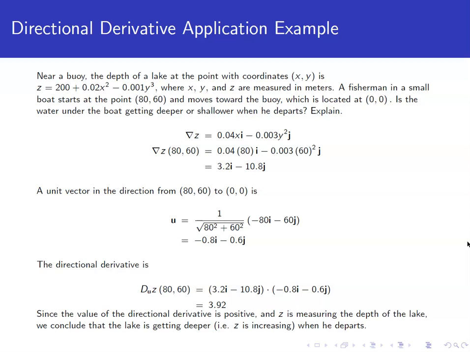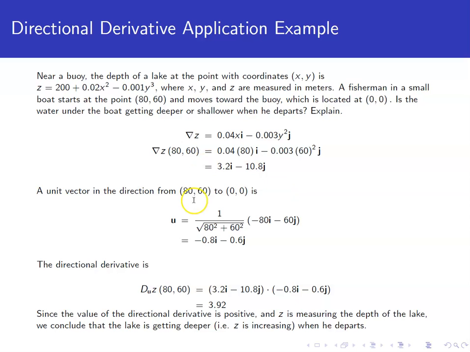We're being asked if the water under the boat is getting deeper or shallower, and to explain. So we're really trying to figure out the directional derivative from the point that he's starting at, (80, 60), in the direction of the origin, (0, 0). For directional derivatives, again, we can calculate them by doing the gradient dotted with a unit vector in the indicated direction. First we'll find the gradient vector, which is 0.04x times i minus 0.003 times y squared times j. Plugging in the point (80, 60), we get 3.2i minus 10.8j. That's the gradient vector at that particular point.